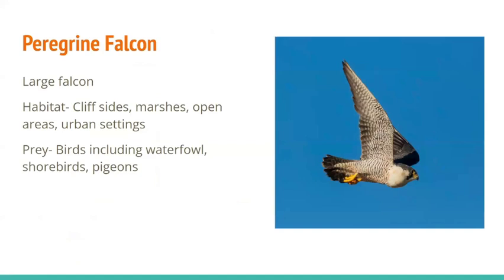So last but not least is our peregrine falcon. So they are a very large falcon, and for habitats, they tend to prefer sheer cliff sides, marshes, open areas, and urban settings like skyscrapers, because those, as I mentioned earlier, can mimic their natural habitats, like those sheer cliff sides. For prey, they will target waterfowl, shorebirds, and pigeons. They are very powerful predators, so they can take down prey significantly larger than themselves.